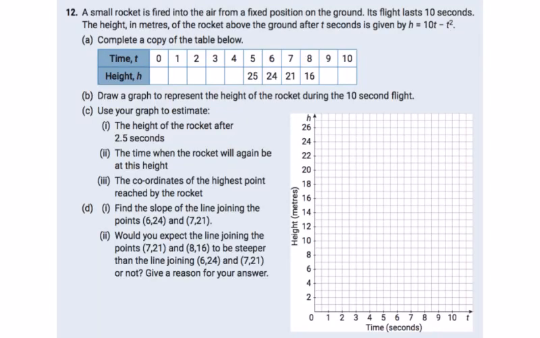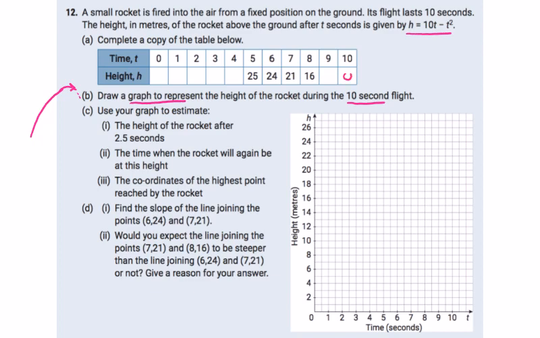In question 12, we have a rocket being fired up into the air. We've seen the shape of these graphs already. It's going to have to come down at some point, so it's going to go up and then at some point start dropping. This one here, the height is given by 10t minus t squared, and we're asked to draw a graph to represent the height of the rocket during the 10-second flight.